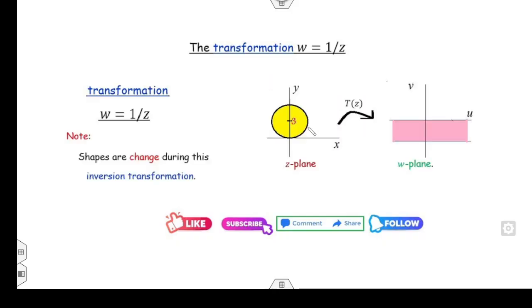What is the meaning of that? If you have the z plane and the equation is a circle, then after the transformation it changes into a line in the w plane. You can see this is an infinite strip. So you can see a non-linear circle is mapped to a line.